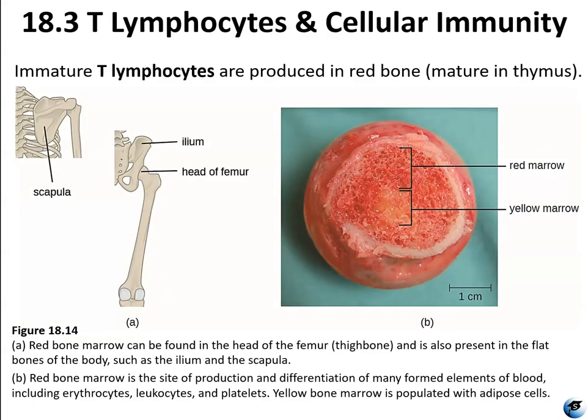This figure is showing red bone marrow. Red bone marrow is the site of production and differentiation of formed elements. Again, we discussed this in lesson 1. But the bone marrow is where you get your erythrocytes, the leukocytes, and the platelets. That's going to be in the red bone marrow. Yellow bone marrow is populated with adipose cells.